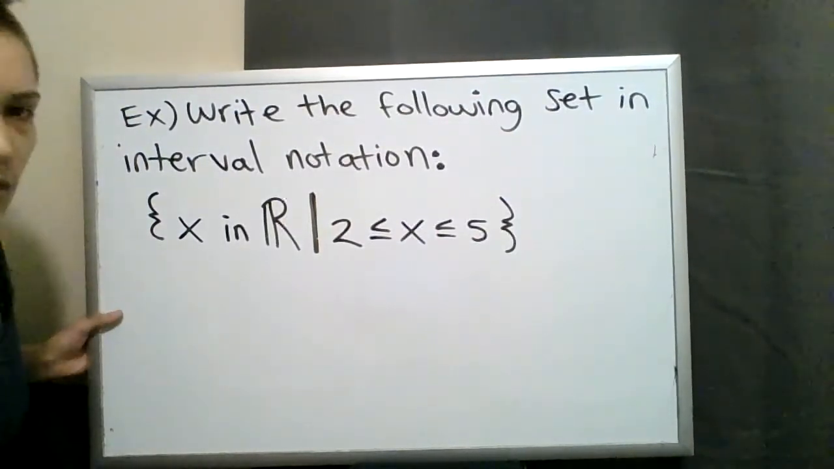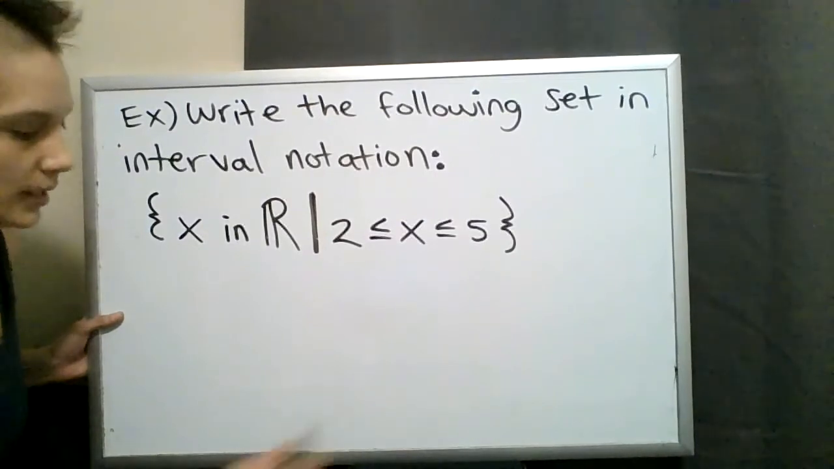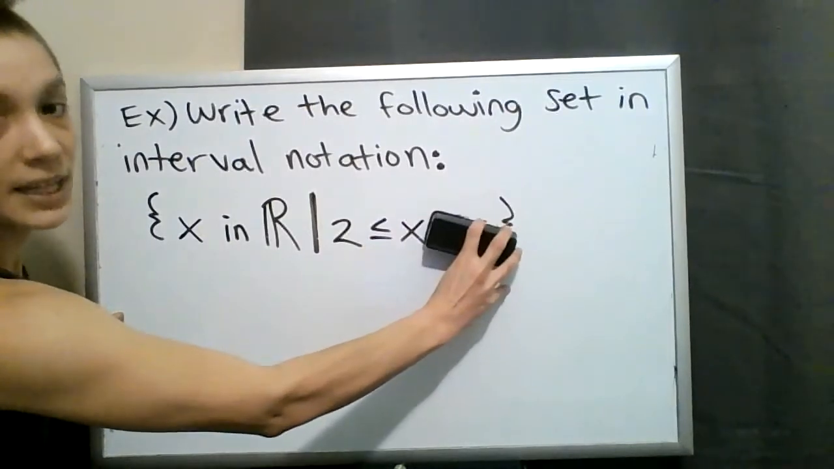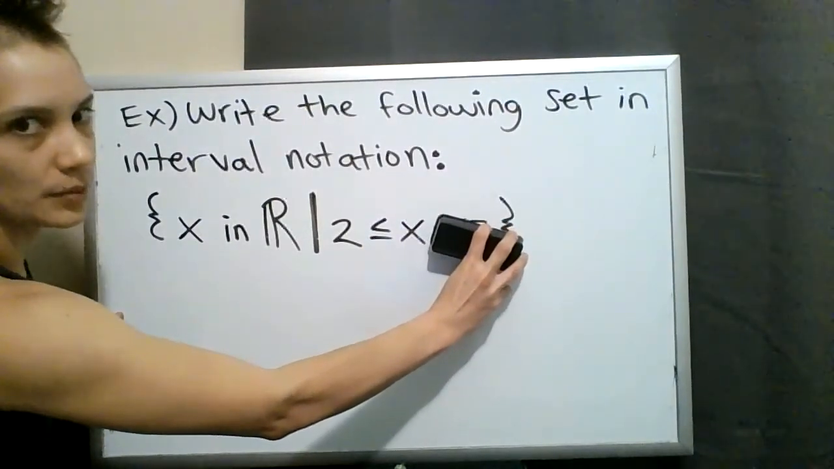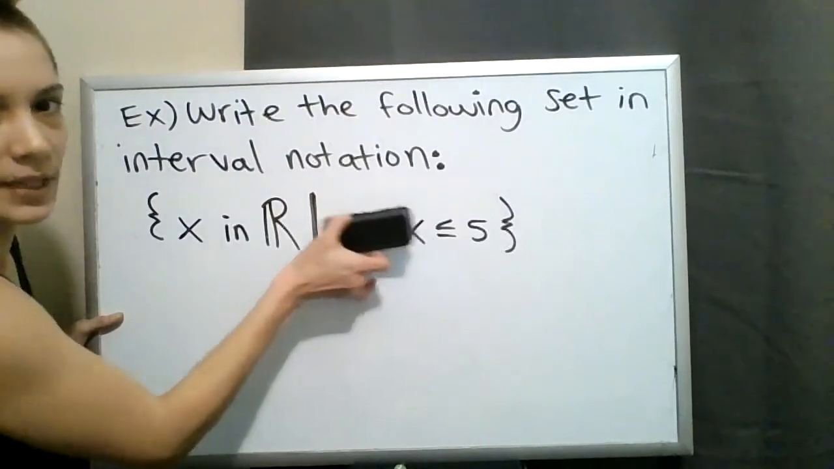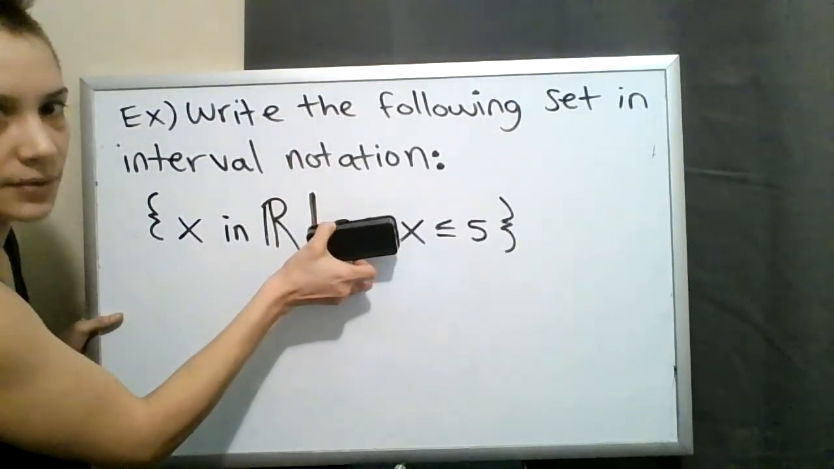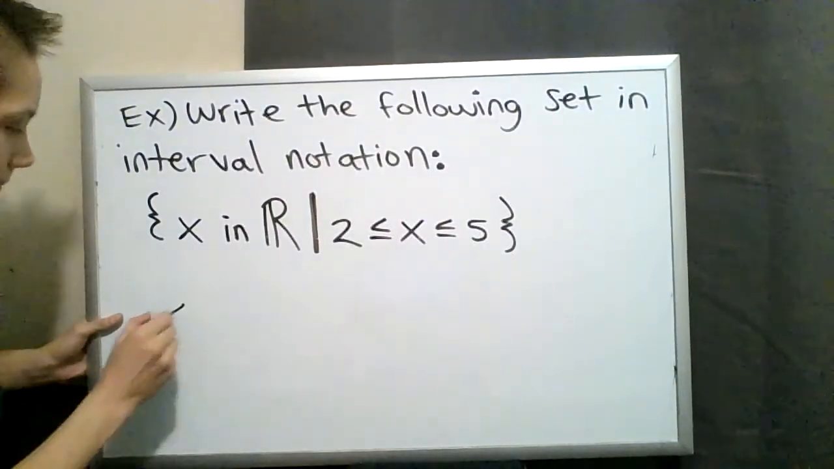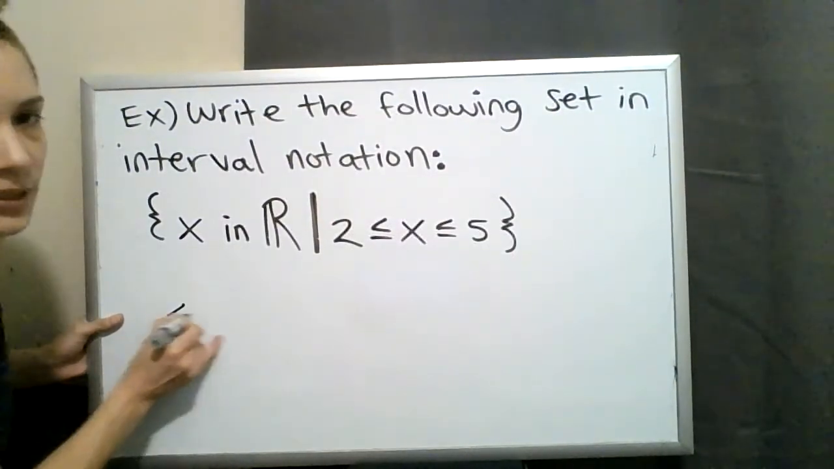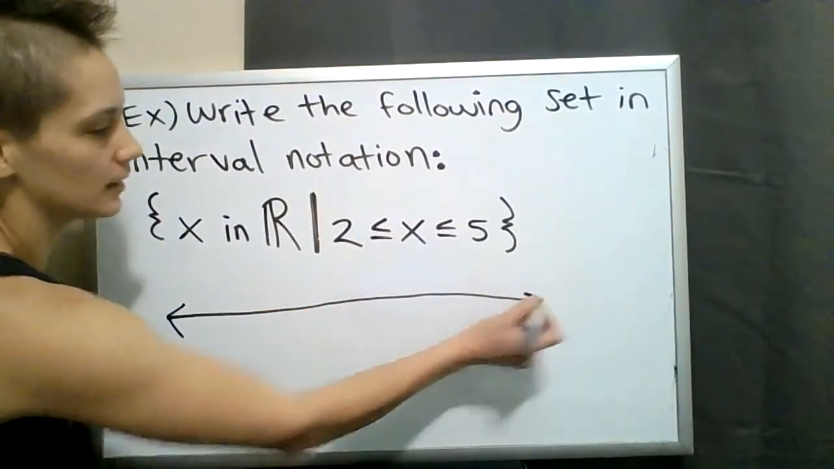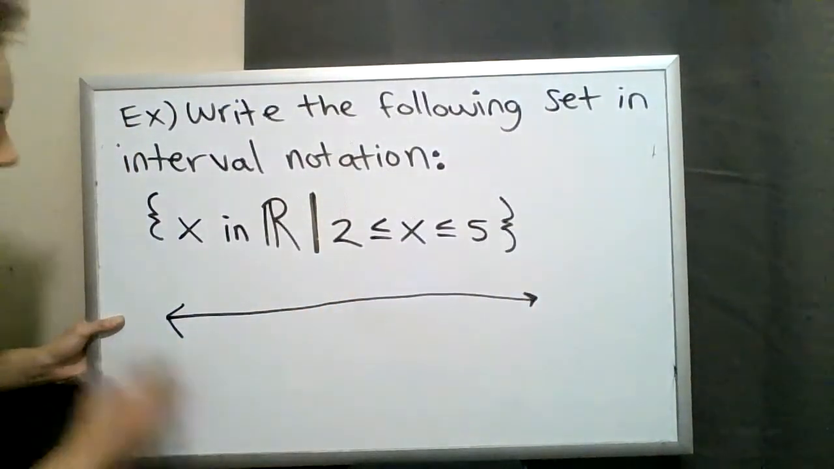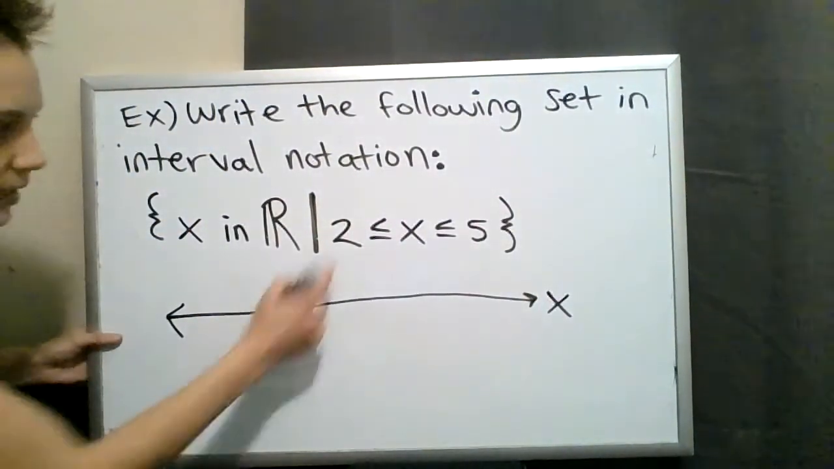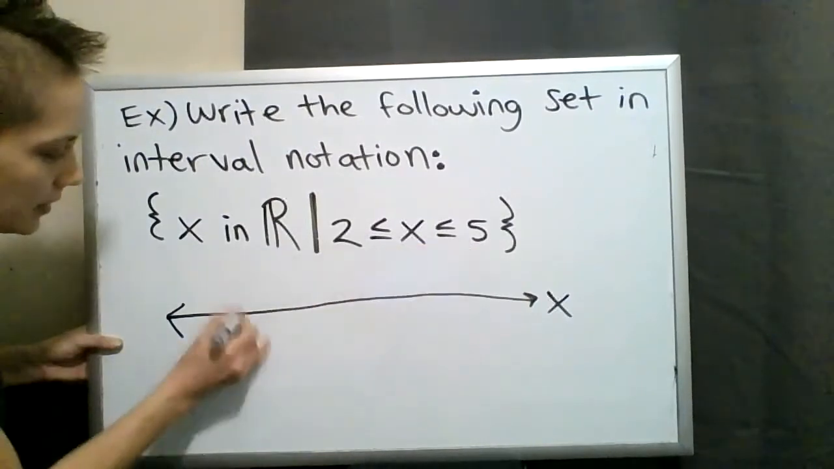So you have two statements going on. x needs to be greater than or equal to 2, but also x needs to be less than or equal to 5. So you draw your number line. Every real number is on this line, and we're trying to represent values of x. I'm going to need 2 and 5 somewhere on the line.